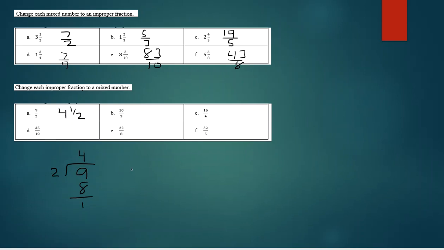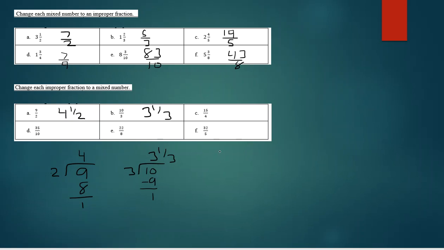Okay, let's look at 10/3. We would take the 10, we would divide by 3. If we're wanting to write this as a mixed number, 3 goes into 10 3 times. 3 times 3 is 9. 10 minus 9 is 1. So 3 and 1/3.